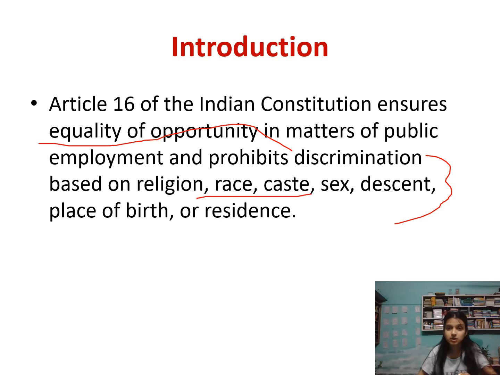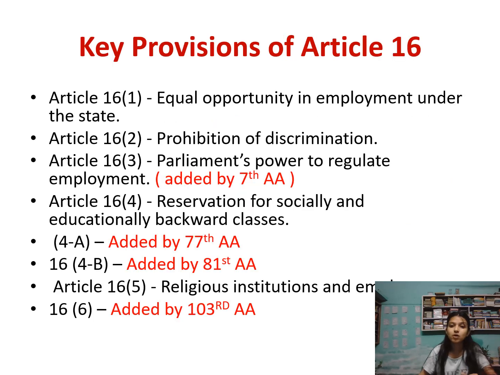So again, Article 16 talks about equality of opportunity in matters of public employment. Basically, when it comes to employment, there shouldn't be any discrimination on the basis of anything. So the state cannot prohibit or discriminate against anyone on the grounds that have been listed here. Now let's know about the key provisions of Article 16.